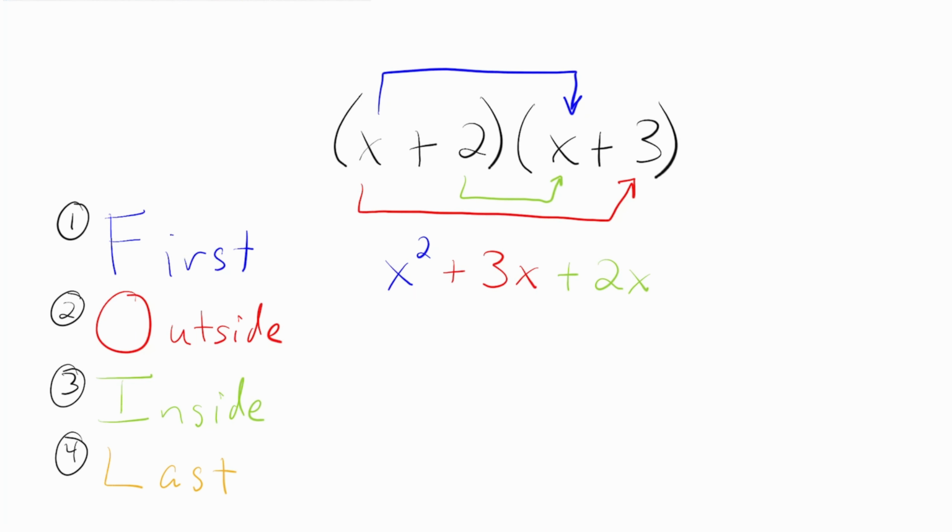And finally, we come to last. If we look at that first set of parentheses again, x plus 2, what comes last? The 2. Look at the other set of parentheses. What comes last? The 3. So we're going to multiply 2 times 3.